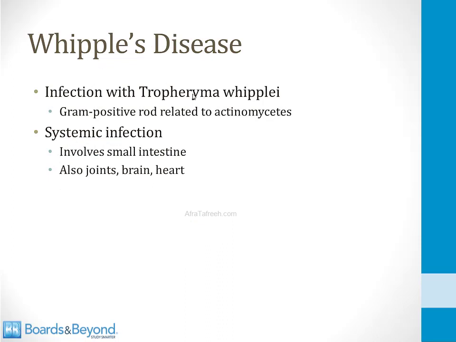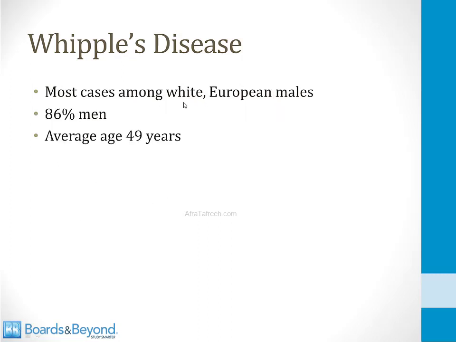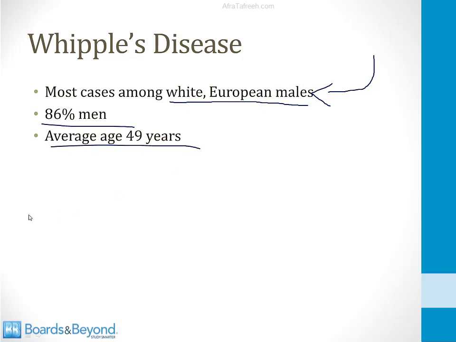Whipple's disease is an infection with the bacteria Tropheryma whipplei. It's a gram-positive rod related to the bacteria Actinomyces, and it's really a systemic infection. It involves the small intestine, and there are important components of malabsorption, but it also involves the joints, the brain, and the heart. It's most common among white European males, and this demographic suggests there may be an underlying genetic predisposition and a reason why certain populations develop it rather than others. 86% of patients are men, and the average age of onset is 49 years.